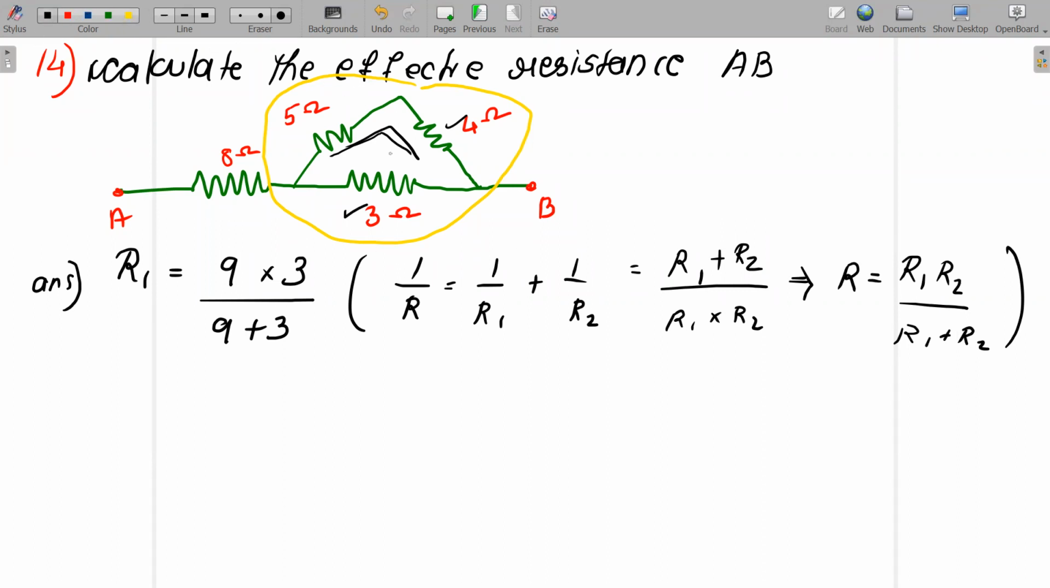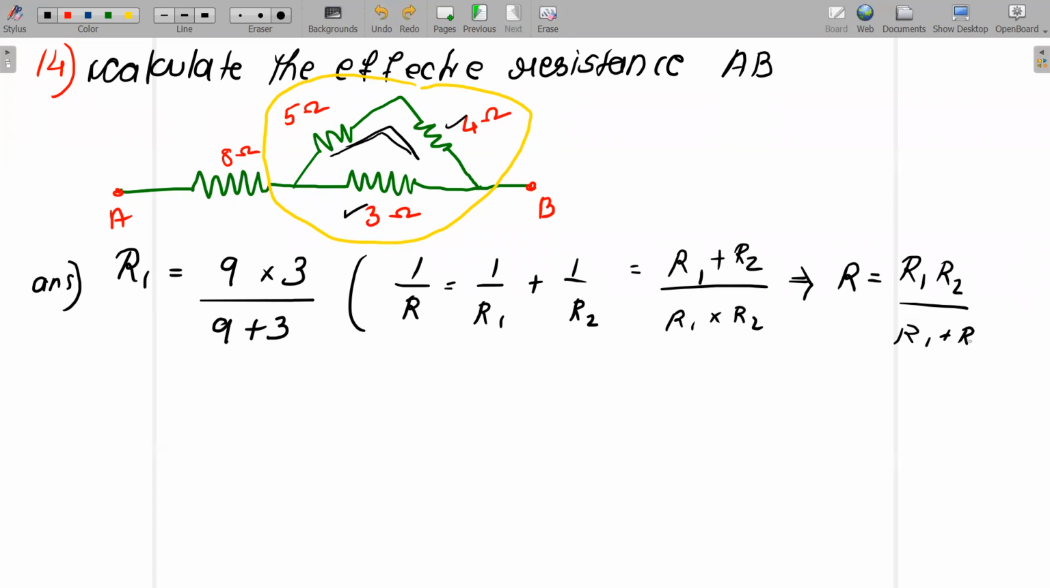Listen carefully. If I take the 3 ohm as R2, then R1 is this total, right? The 5 ohm plus 4 ohm will be in series. Got it? Don't take it as 1 by R1 plus 1 by R2 plus 1 by R3. It's not possible. If you take the 3 ohm like this, 5 ohm and 4 ohm will be in series. If you take 5 ohm, then 4 and 3 will be in series. You should add them. If you take 4 ohm, then 3 and 5 will be in series. I hope you understood this.